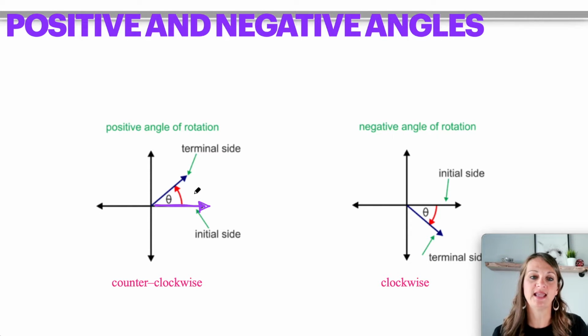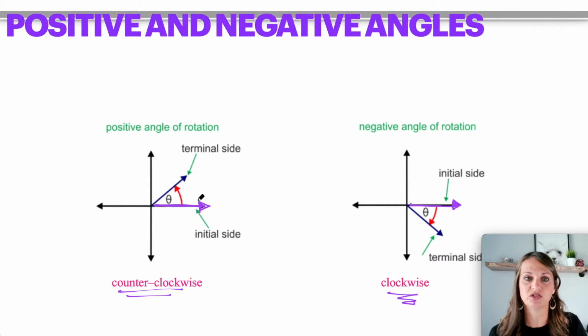When we rotate counterclockwise, we are rotating around a positive angle rotation. So when we start and we basically rotate to the left, we create a positive angle. If we start on the initial side again, which is the positive x direction, but we go clockwise, it will create a negative angle.